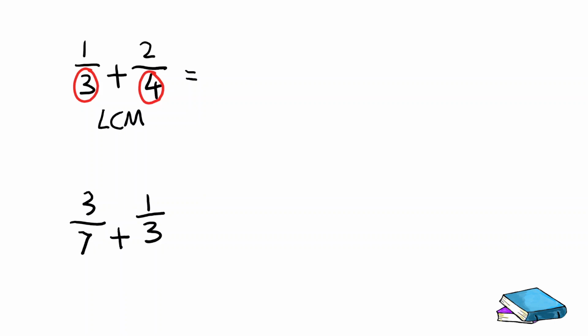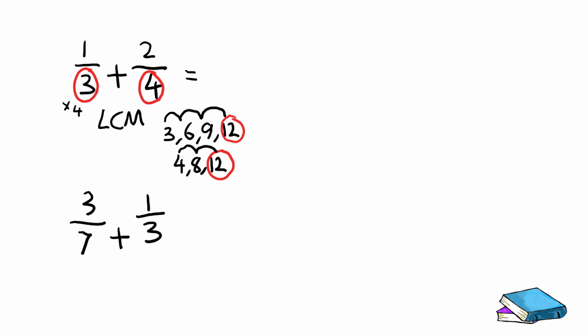You can list out the multiples of 3 first if you like: 3, 6, 9, 12. Then list out the multiples of 4: 4, 8, and then 12. Once you find one in common, you can circle it and then figure out how many times you need to multiply 3 to get to 12. So you get 1, 2, 3, 4. You multiply the 3 by 4. And how many times do you need to multiply 4 to get to 12? 1, 2, 3. So multiply the 4 by 3.